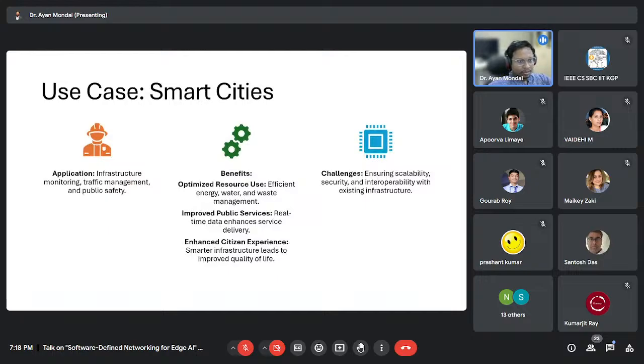Okay. Smart cities is one of the applications where you can get the same kind of benefit, that is optimized resource usage, latency critical applications getting served, as well as enhanced citizen experience. So that is the quality of experience I was talking about.